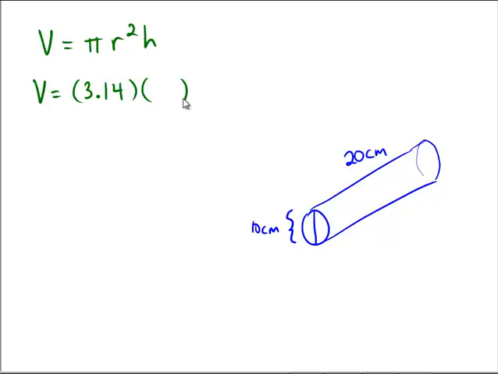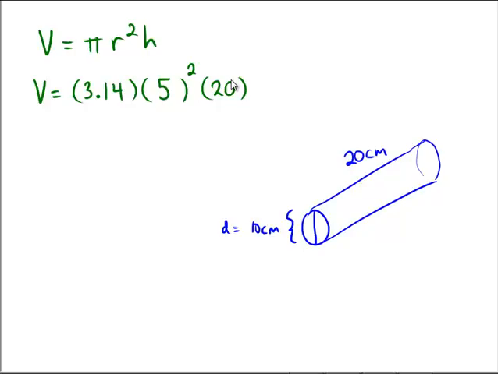The radius, this one's a little sneaky, I guess, because I did give you this time a diameter if you look closely at my picture, right? The diameter is going all the way through. So we would need the radius, which is half the diameter. So I'm going to put a 5 here, not the full 10. And then that's got to be multiplied by the height of the cylinder, which is 20.